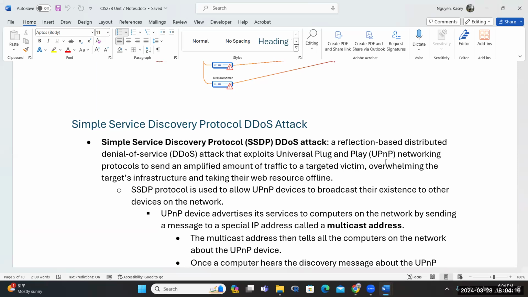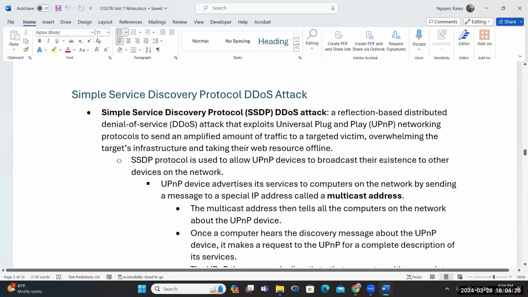Disclosure and agreement. So next, simple service discovery protocol, your SSDP. This is used by your plug and play devices like your printer at home, things that you can just plug into USB and it works.